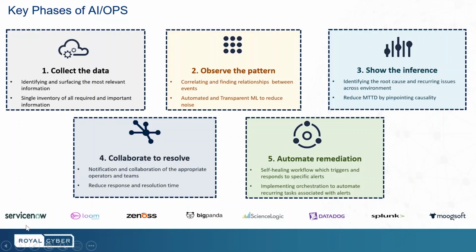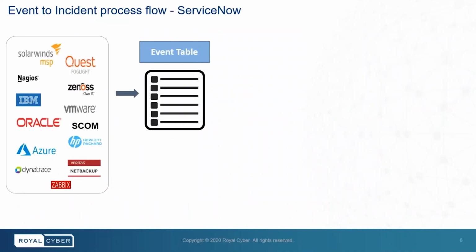the ServiceNow part of event management. Now, if that is what it is, what is event management? As I said before, I clearly defined 5 layers. Layer one is collect the data, observe, create inference, collaborate, automate. These are the 5 layers.